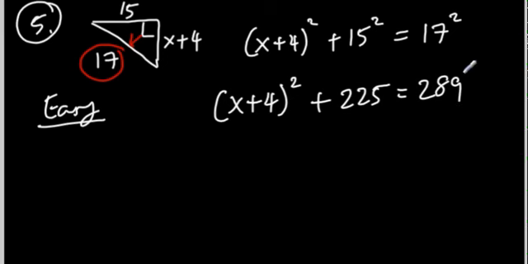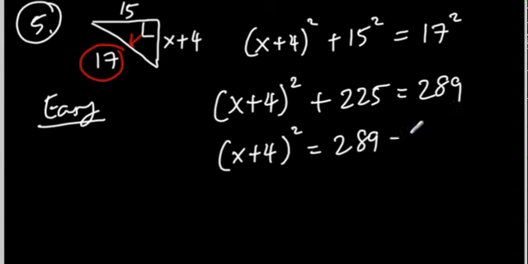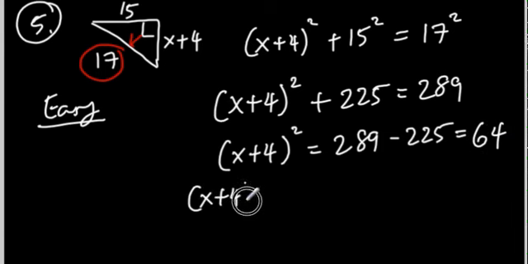Am I right about that? Yes. No, sorry. What am I saying? Yeah, it is 289. So it's x plus 4 squared is equal to 289 minus 225, which is equal to 64. So x plus 4 squared is equal to 64.